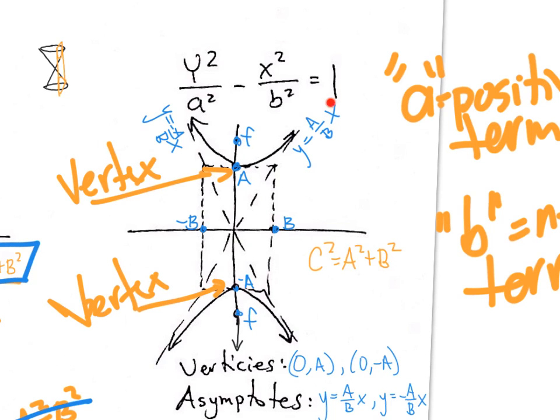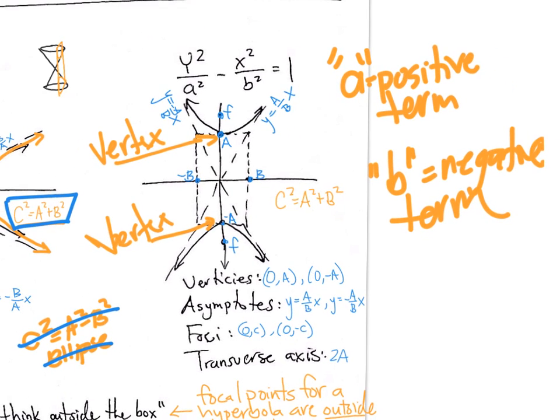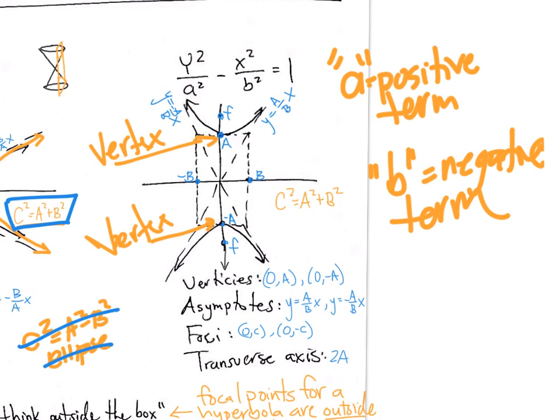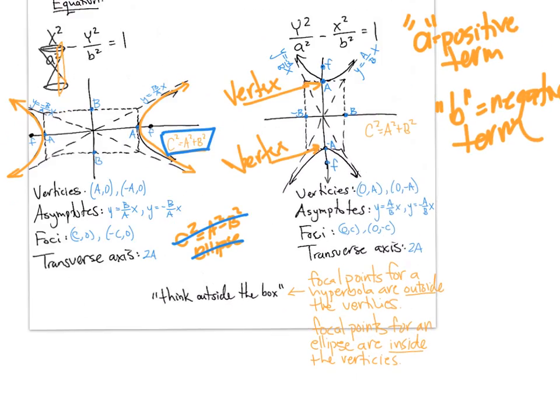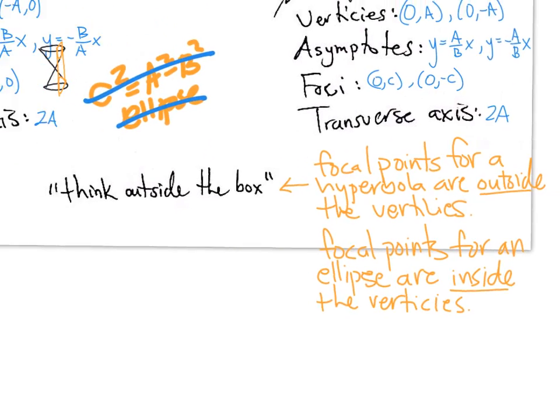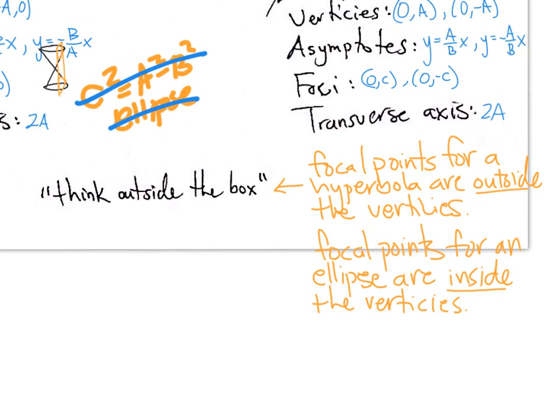And notice how the equations of these lines look incredibly similar, only this time the slope is a over b, rise over run, whereas over there it was b over a. So equations of lines that are our asymptotes. We have our vertices, asymptotes, focal points, and then the transverse axis again is this, and it has a length of 2a. All right, so think outside the box.